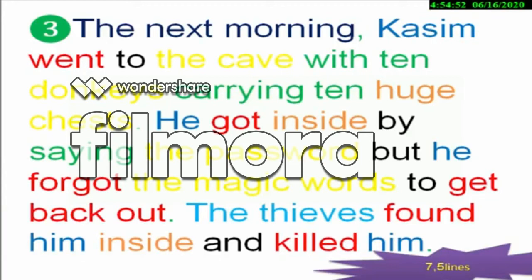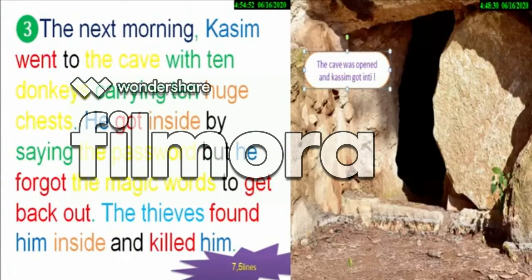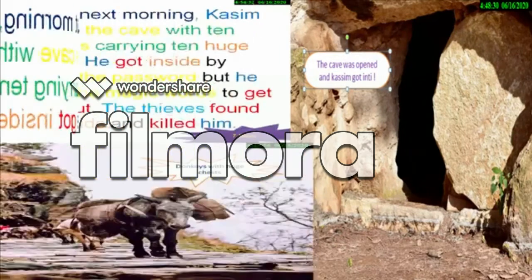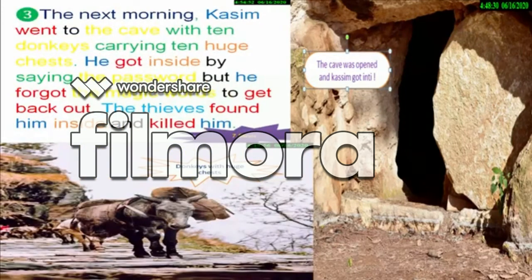The next morning, Qasim went to the cave, with 10 donkeys, carrying 10 huge chests. Again: The next morning, Qasim went to the cave with 10 donkeys carrying 10 huge chests.